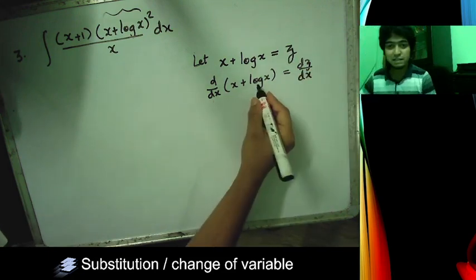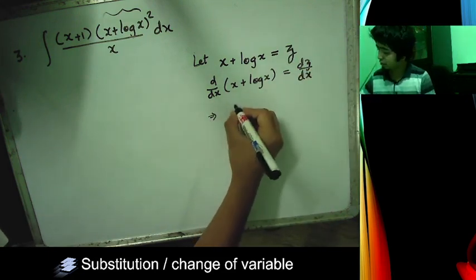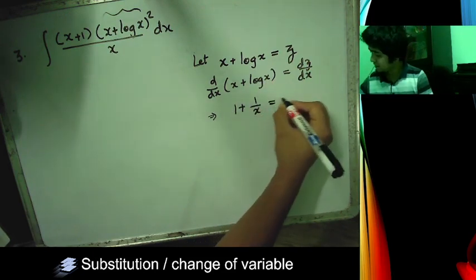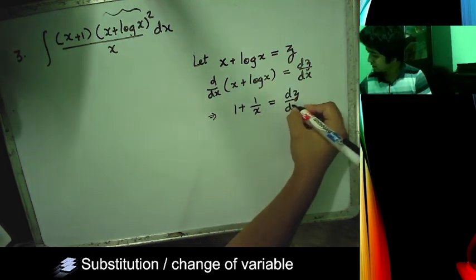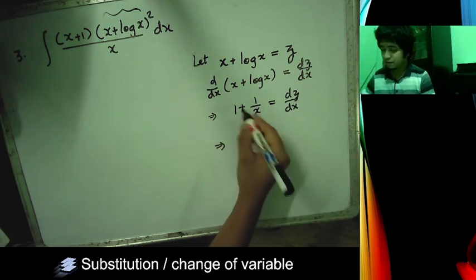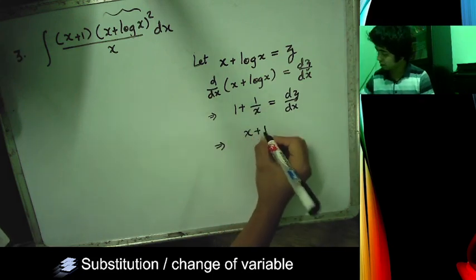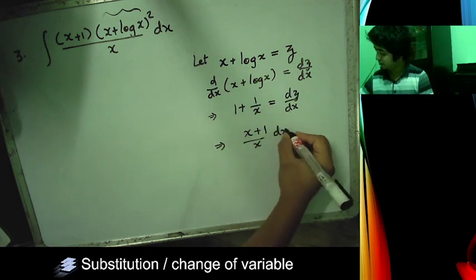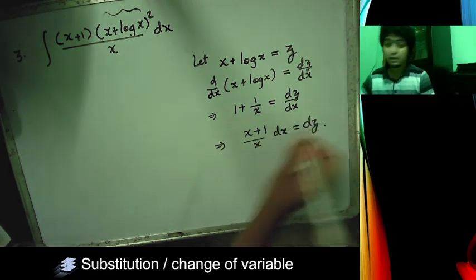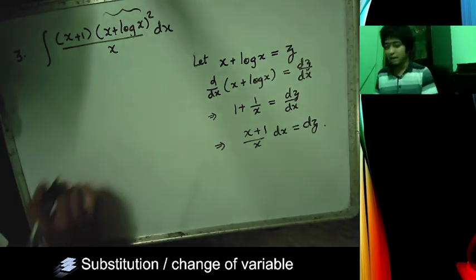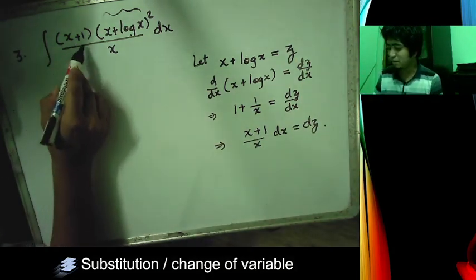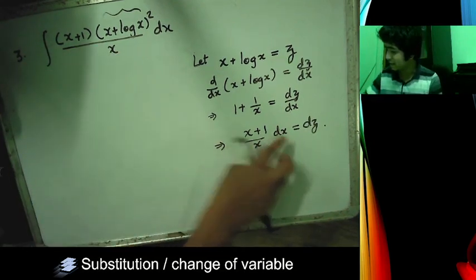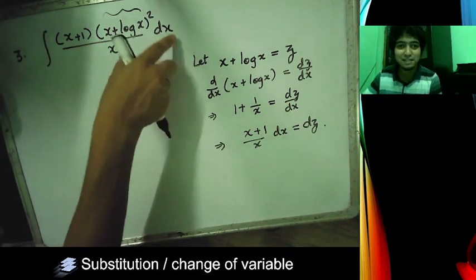So if you differentiate this one, you will be getting 1 by x, the differentiation of log x. So you can easily write this one as x plus 1 upon x, and then dx you can carry it over here. So you'll be having this. And you also notice that x plus 1 upon x is actually present over here. x plus 1 by x dx, x plus 1 by x dx, it's also present.